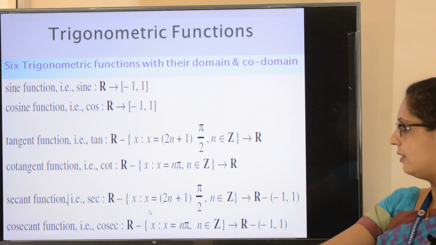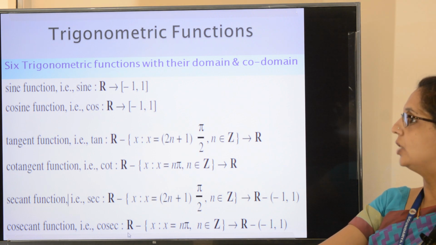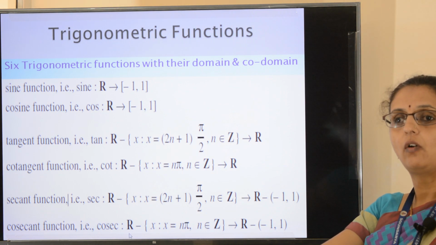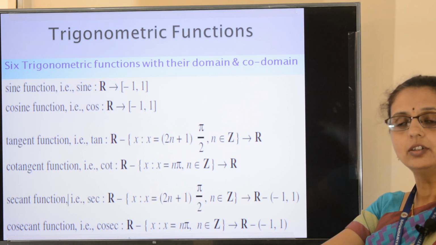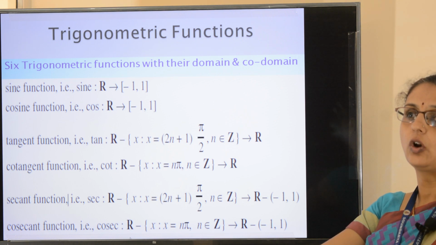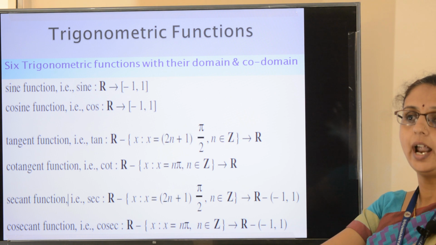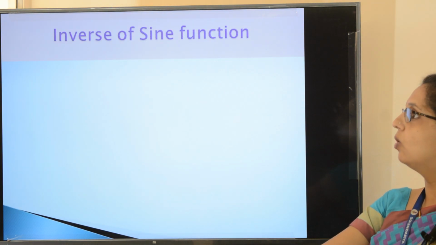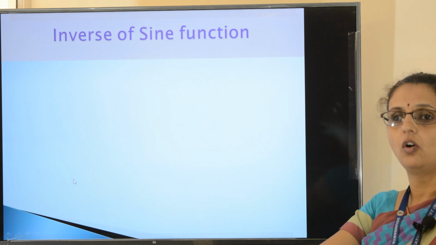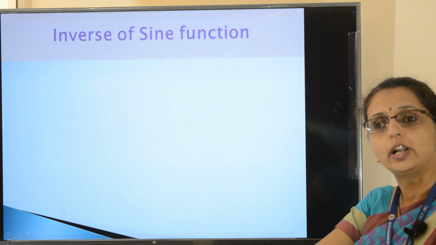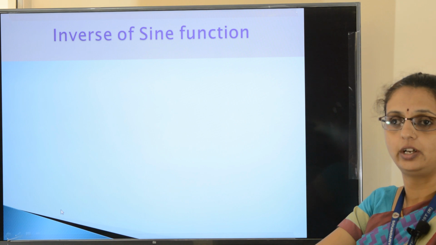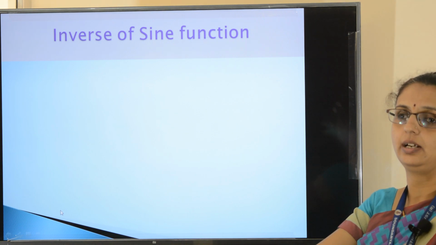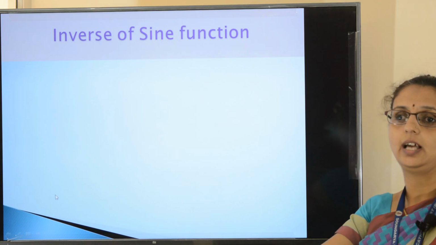This is our secant function and this is our cosecant function. Which you already know, but you have to memorize it thoroughly: all the 6 trigonometric functions, their domain and codomain. With this, let us now move on to the inverse of sine function. Already we know what a sine function is. With that connection, let us see what is the inverse of a sine function.